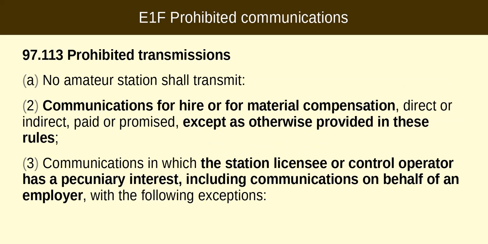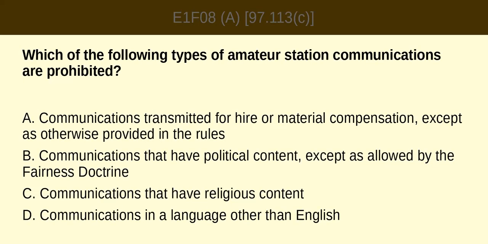Part 97 says it this way, that you cannot transmit communications for hire or material compensation, direct, indirect, paid, promised, except as otherwise provided, which means there's exceptions. And there's exceptions to most everything in these rules. And you can't do it when the licensee or control operator has a monetary interest in the communications. And they listed some follow-on exceptions, which we don't need.